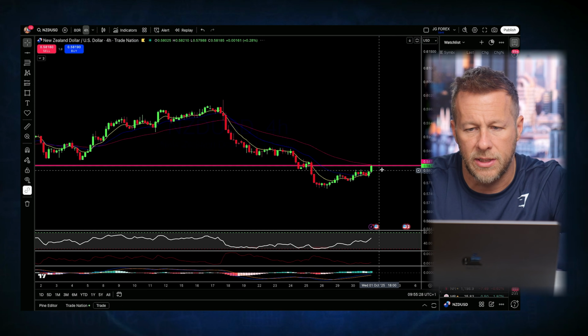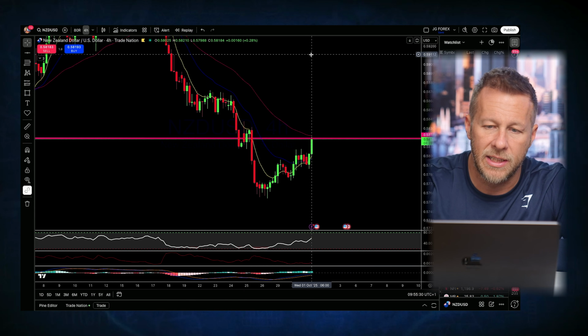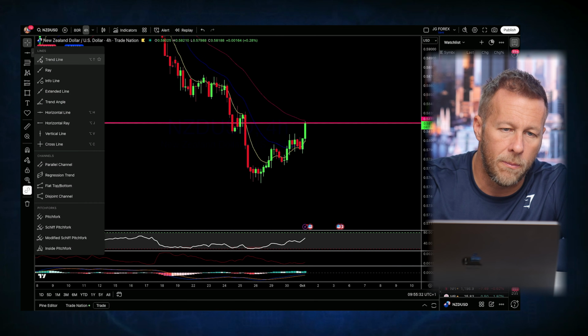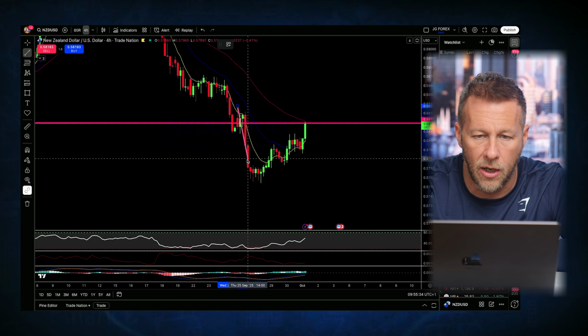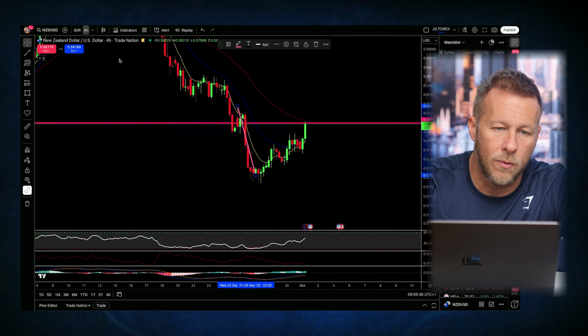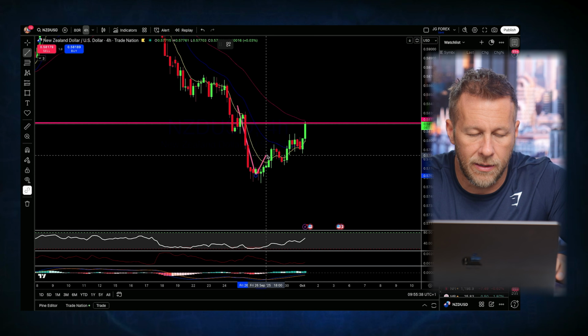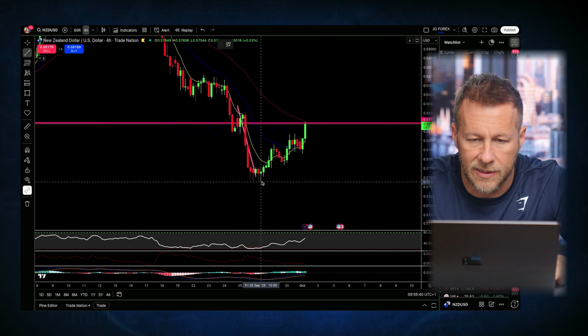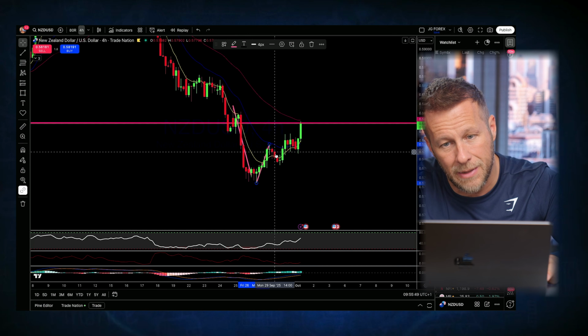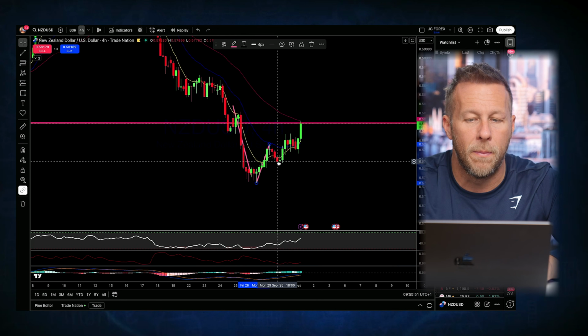So I'm going to drop down to the 4 hour now, and you can see that we've had what we call a complex pullback. So we had the low, right? And then we had this kind of, let me just draw this on properly. We had the outside return. Then we had a mini outside return within the pullback.